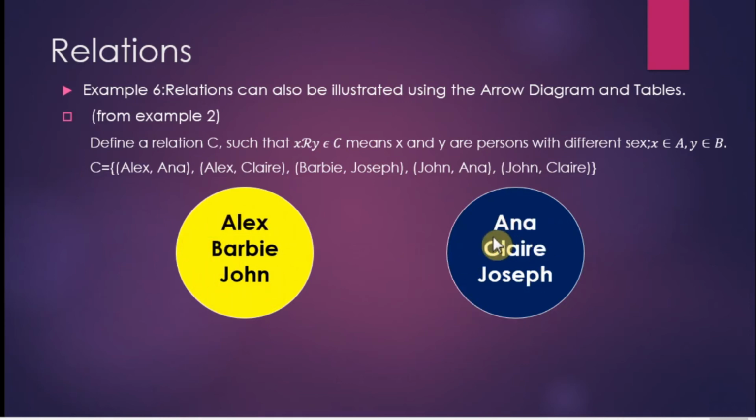And then for all the elements of our relation, for example, this first ordered pair, Alex and Anna, we're going to draw a one-sided arrow from Alex to Anna. So we have Alex to Anna. And then for our second ordered pair, still from Alex, but it's going to another element of our second set, that is Claire. We do the same for the rest of the ordered pairs. And if we are done, this is the arrow diagram equivalent of relation C.